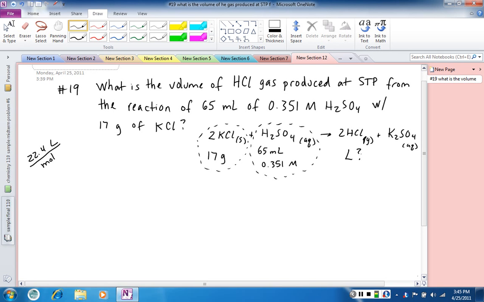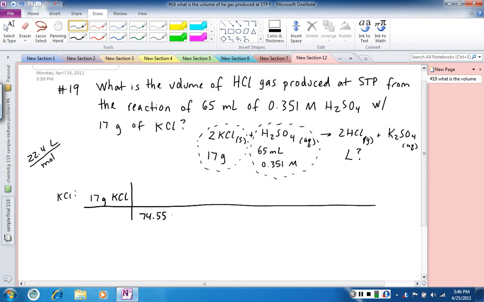So let's start out with figuring out how much product we can make with both reactants. We'll start with KCl. Okay, so we have 17 grams of KCl. We're going to have to go to moles: 74.55 grams of KCl per mole. Use our ratios. There's 2 moles of KCl for 2 moles of HCl.